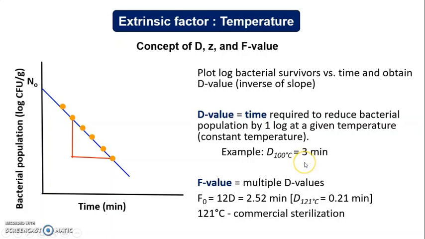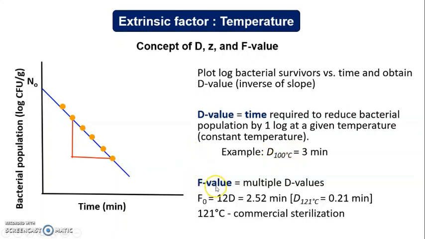Maybe it can reduce to 0.3 minutes. Vice versa, if you decrease the cooking temperature, maybe 80 degrees Celsius instead of 100 degrees Celsius, then the d-value, the time that it takes to reduce the bacterial population, will increase. Maybe instead of taking 3 minutes at 100 degrees Celsius, at 80 degrees Celsius it will take maybe 30 minutes. So I just want you to see the trend of the d-value and the temperature.